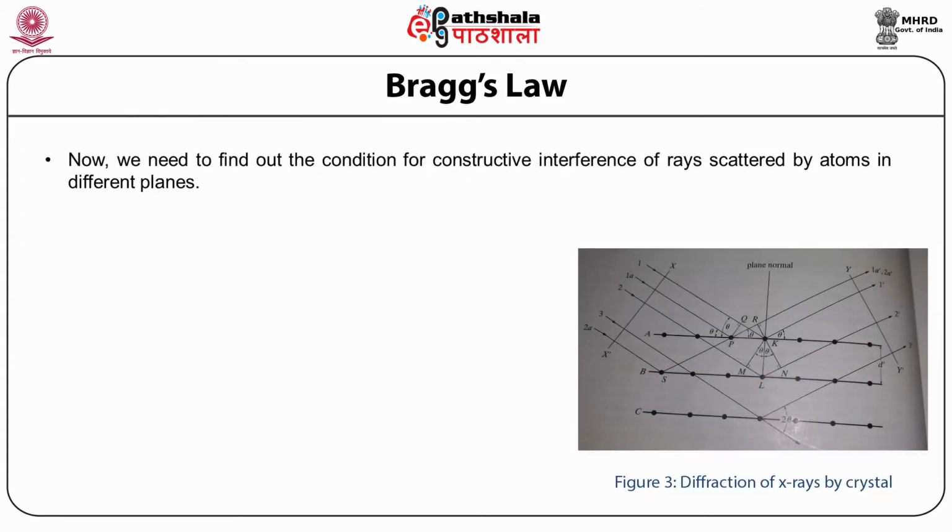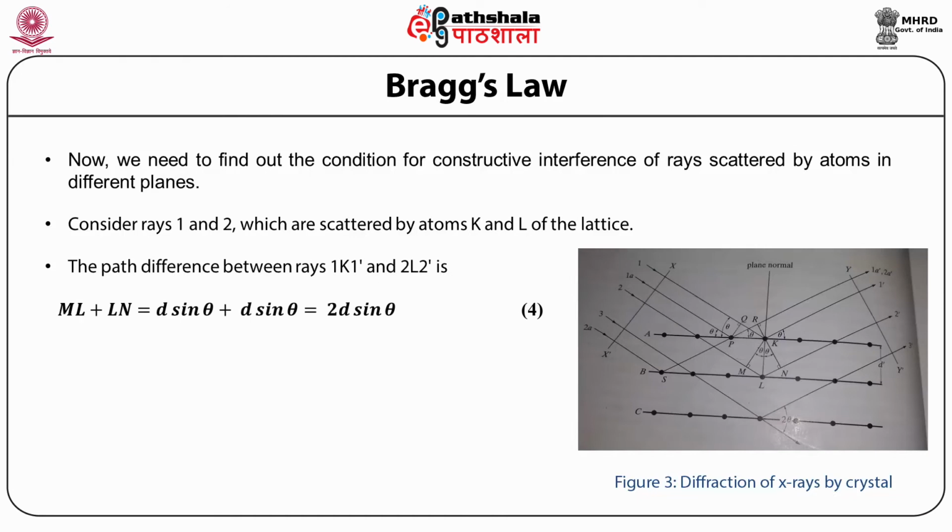Now, we need to find out the condition for constructive interference of rays scattered by atoms in different planes. Consider rays 1 and 2, which are scattered by atoms K and L of the lattice. The path difference between rays 1K1' and 2L2' is ML plus LN, equals d sine theta plus d sine theta, equals 2d sine theta. Let's call this equation number 4.